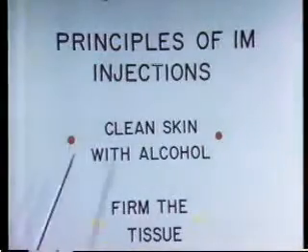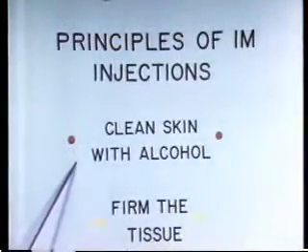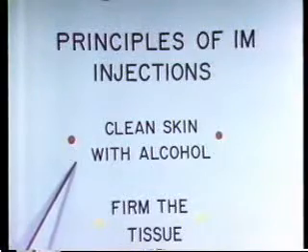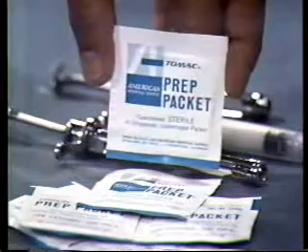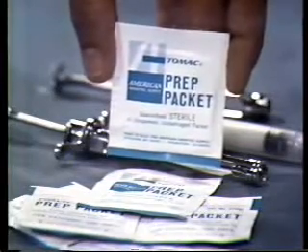As with all injection procedures, surgical aseptic technique must be used. Start with sterile equipment and keep it sterile. 6 principles must be maintained whenever giving an intramuscular injection. These are: clean the site with 70% alcohol using a circular outward motion. Today, we are using the commercially prepared prep packs.